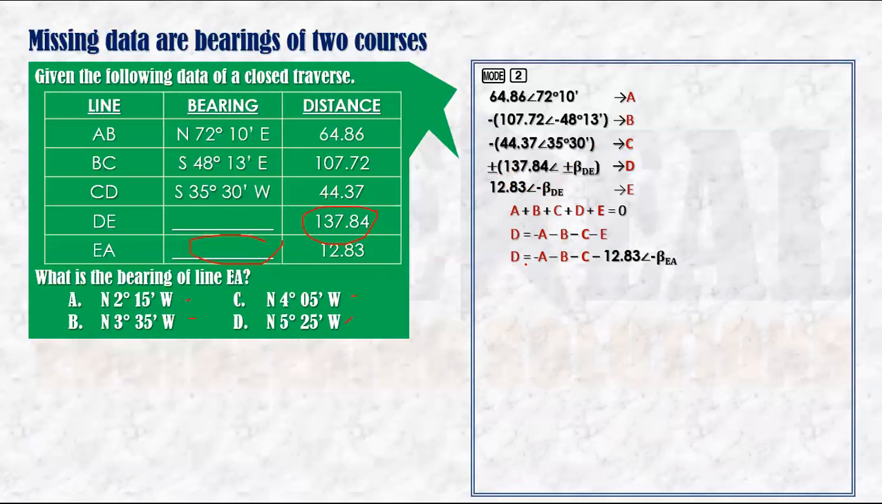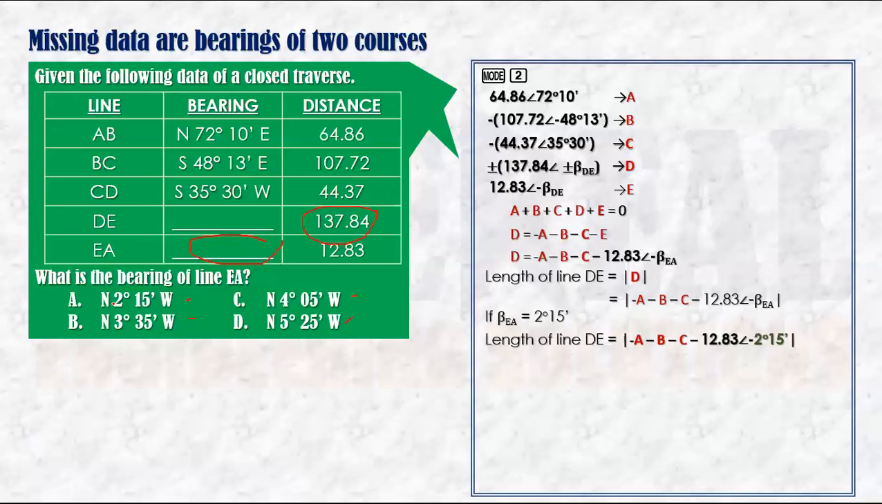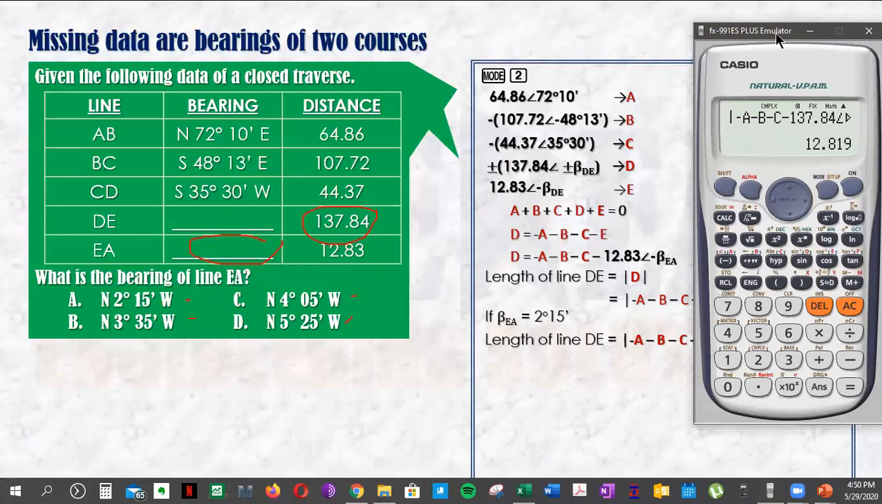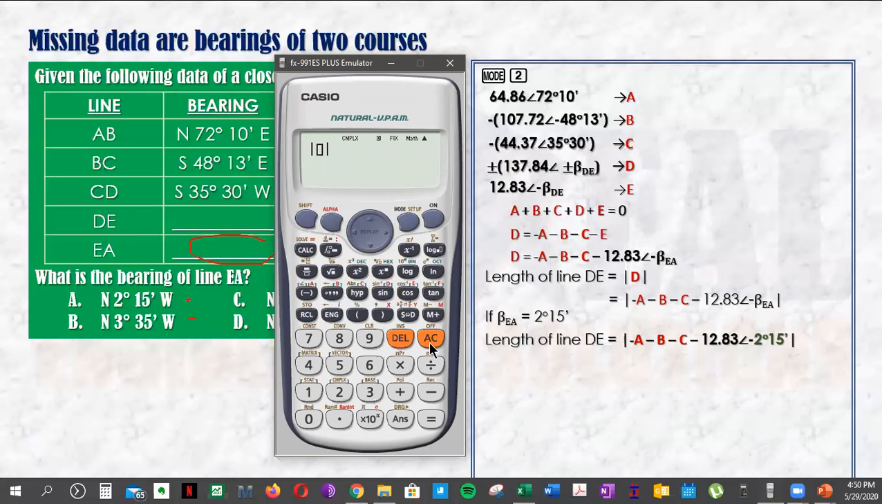So ito yun. Ito yung D supposedly. And if correct yung ma-input natin dito, the absolute value of D must be 137.84. So ganito, we're gonna do trial and error again. First, if that bearing of EA is letter A, north 2 degrees 15 minutes west, then length of DE must be the absolute of negative A minus B minus C minus 12.83 angle negative 2 degrees 15 minutes.